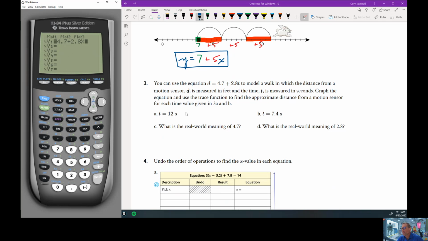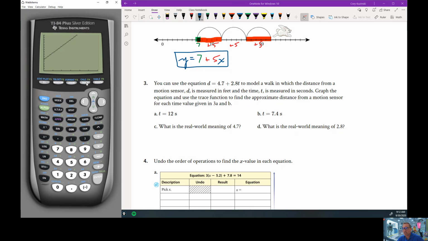All right. So for 12 seconds, that's our input. Let's graph this first of all. You know what? Let's change the window on this too. Let's do a 0 to 6 second time interval. Those are our X values. So I hit window and I change my minimum and maximum for X. And let's go 0 to 6 for our distance from the sensor. Yeah, that's not very good because we're starting at 4.7 and going 2.8 from there. So let's go, if we go like 15, see what that looks like. Yeah, it looks a little bit better.